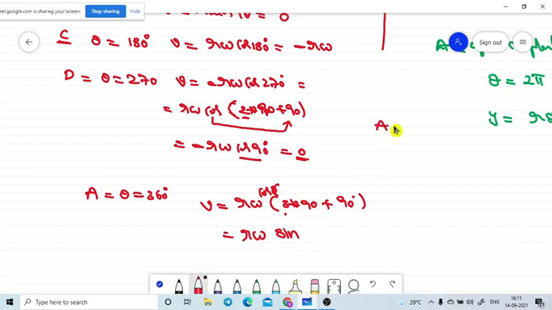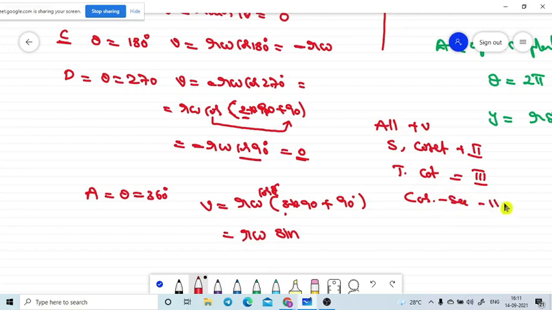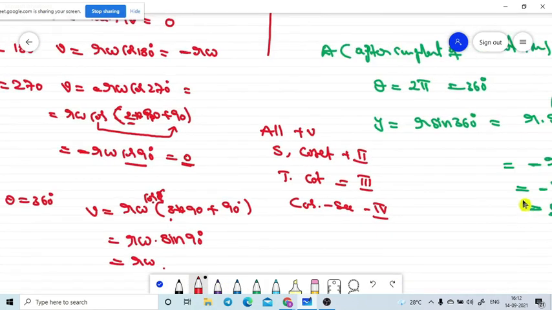In the first quadrant, all are positive. In the second quadrant, sine and its reciprocal cosecant are positive. In the third quadrant, tan and cot are positive. In the fourth quadrant, cos and its reciprocal secant are positive. So in the fourth quadrant, cos will have the positive sign only. Sine of 90 again gives R omega. So we reach R omega, and we need to locate all these values.